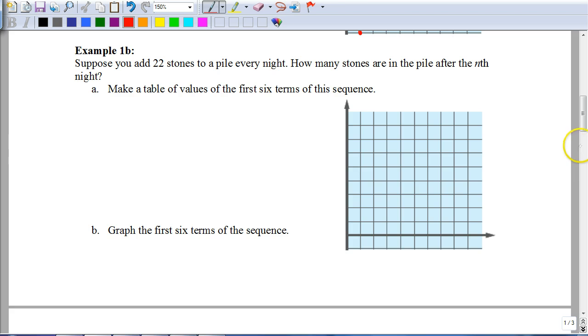Now this one puts it in terms of words. We don't have the recursive formula here. They just give it to us in words. But I want you to try this one on your own. You're going to add 22 stones to a pile every night. How many stones are in the pile after the nth night? So after the first night, just to give you a hint, you would start out with 22 stones. So go ahead and find the first 6 terms of the sequence and then graph it. Pause the video and then hit play when you're ready to check your answer.